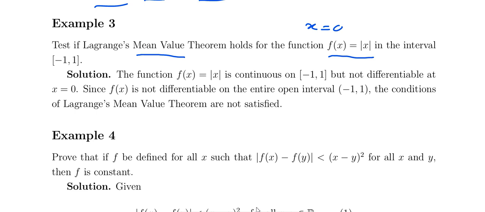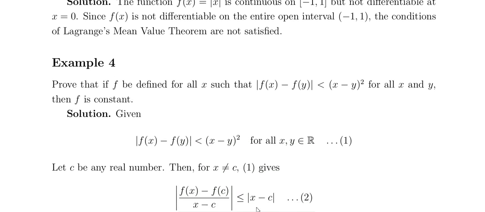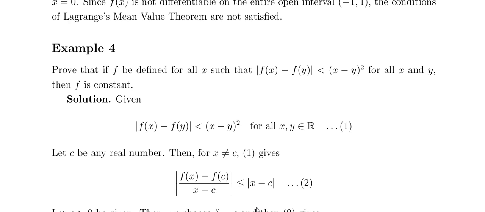Okay. And here, if f is defined for all x such that the modulus of f of x minus f of y is less than x minus y whole square for all x and y, then what is that f? f is constant. Problem questions like this, a little different, may be asked.